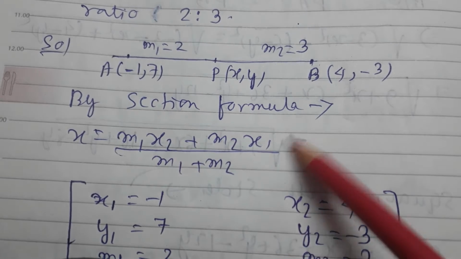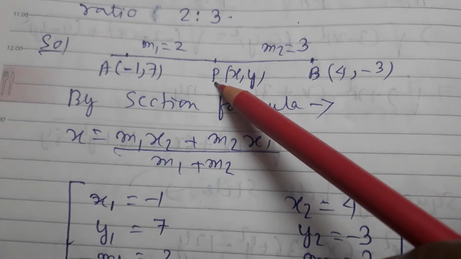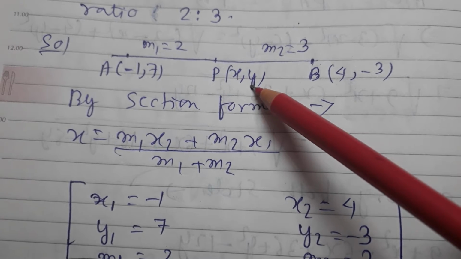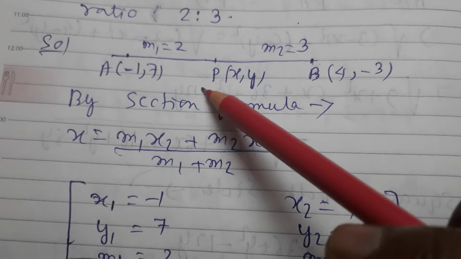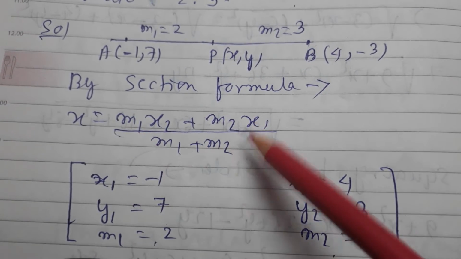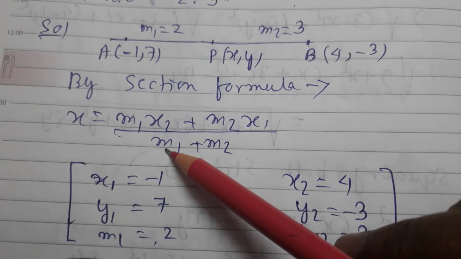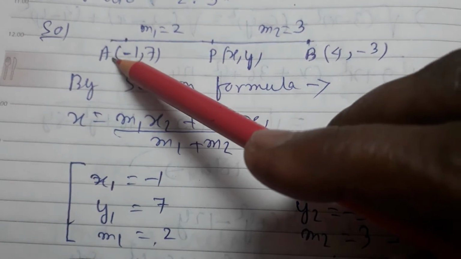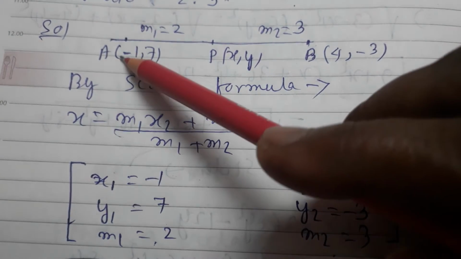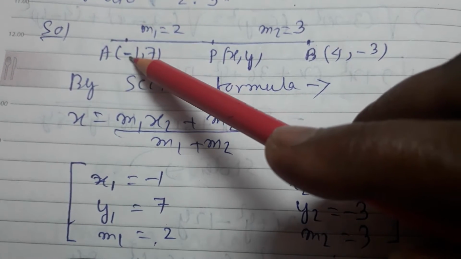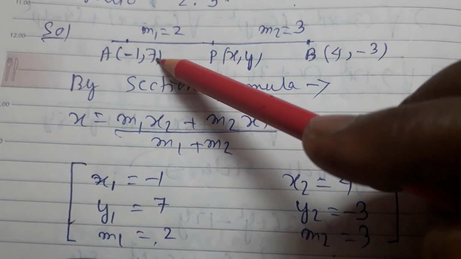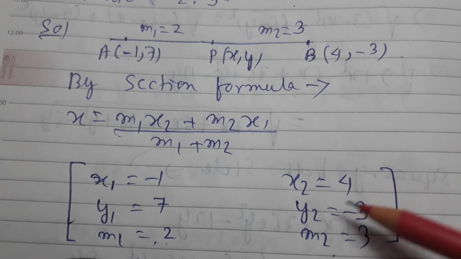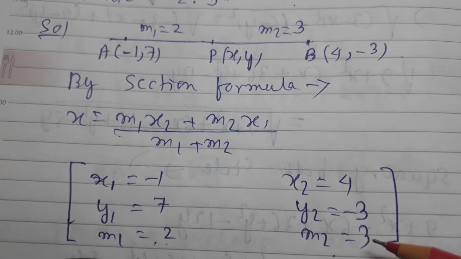So by the section formula, x is the x coordinate of the point P and y is the y coordinate of the point P. So now x equals (m1 x2 + m2 x1) by (m1 + m2). Now what is x1? (x1, y1) is the coordinate of point A. x1 equals -1, y1 equals 7 and m1 equals 2. And now x2 equals 4, y2 equals -3 and m2 equals 3.